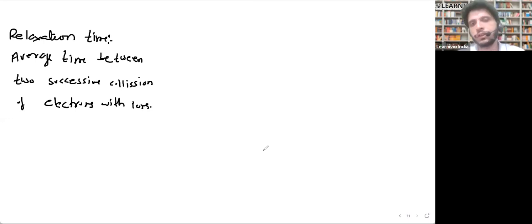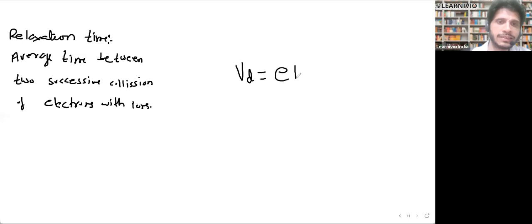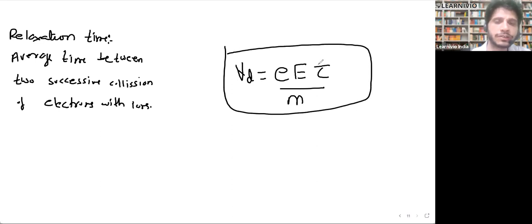So this is the velocity with which electrons move in a conductor. That's the mechanism through which current flows inside a conductor. When you connect a conductor to a cell, the applied electric field exerts a force on the electrons, and due to that force, electrons move from one end to the other. This is the expression of drift velocity: E tau by m, where m is the electron mass, e is the charge, capital E is the electric field, and tau is the relaxation time.